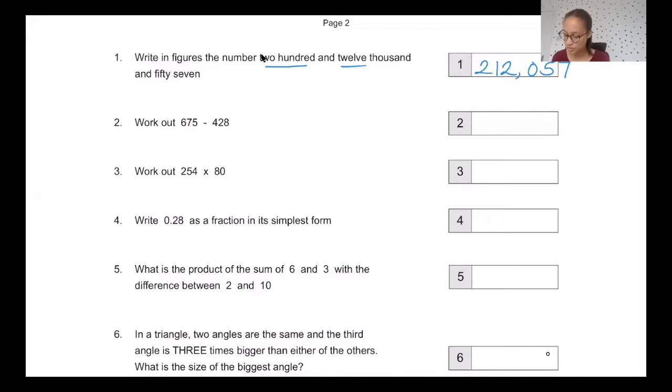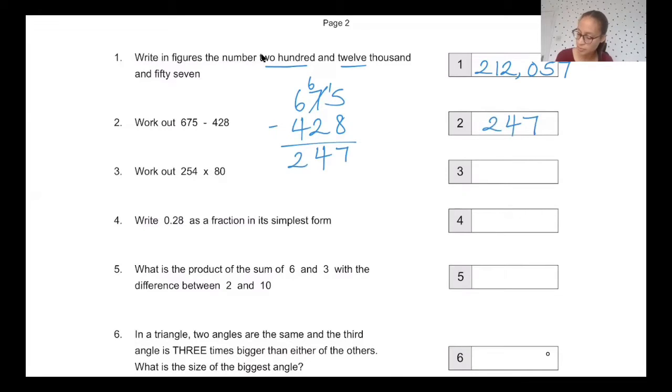So 212,057. Make sure no one was losing any marks there. Work out 675 minus 428. Should be using column method there. Borrow from the 7. And 6 take away 2 is 4. 6 take away 4 is 2. So 2, 4, 7.